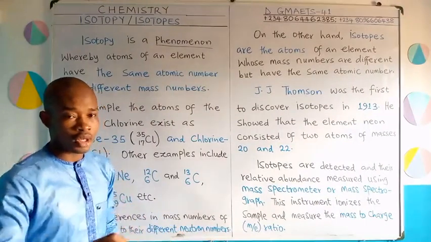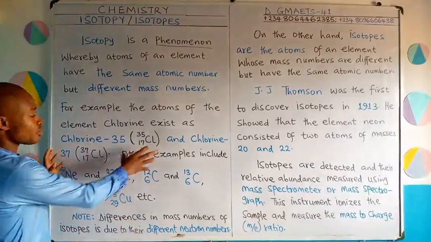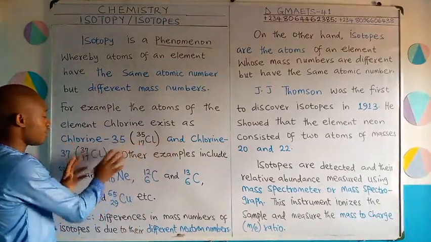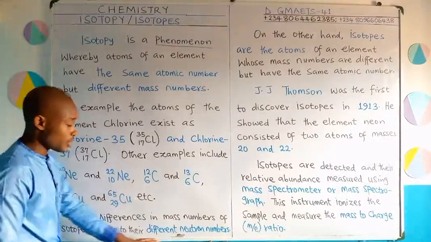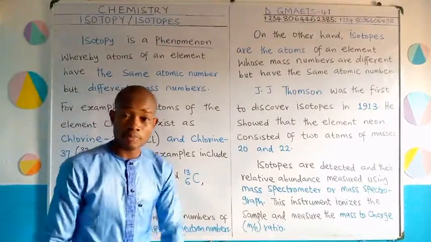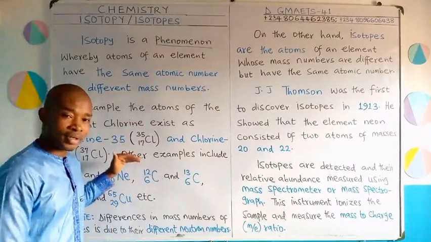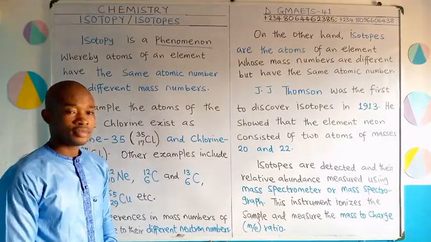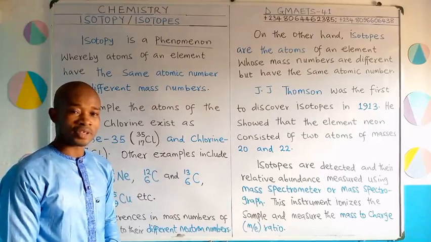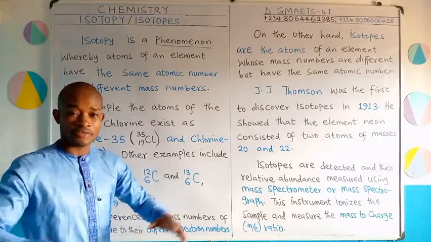So this pair of isotopes we have here, chlorine 35 and chlorine 37, the differences in their mass number is as a result of different neutron numbers, because their atomic number, which is also the same as their proton number, are the same. So don't forget that. Neutron numbers of isotopes are different.